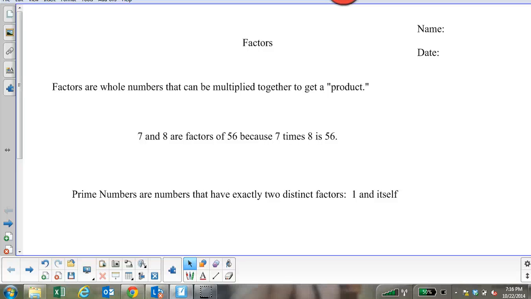Alright, the first part of this video is going to be talking about factors and prime factorization. This is a topic that you should know a lot about, dealing all the way back as far as second grade. Maybe we talked about what factors are. And factors we know are whole numbers that can be multiplied together to get a product. So if 7 and 8, we call them factors of 56 because 7 times 8 is 56.